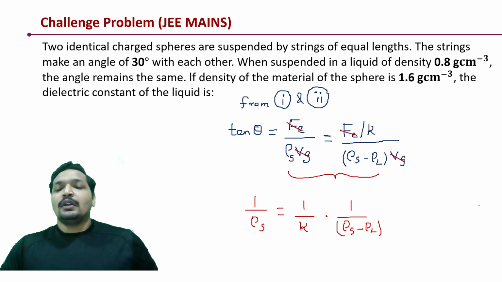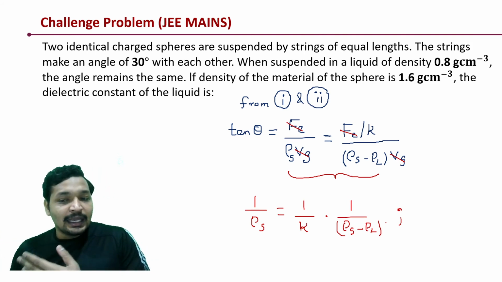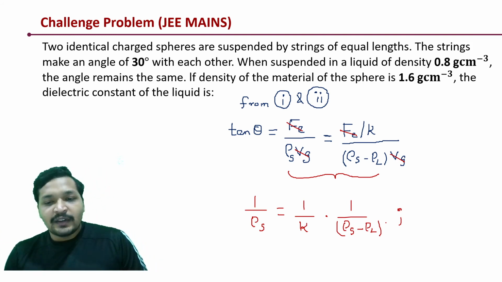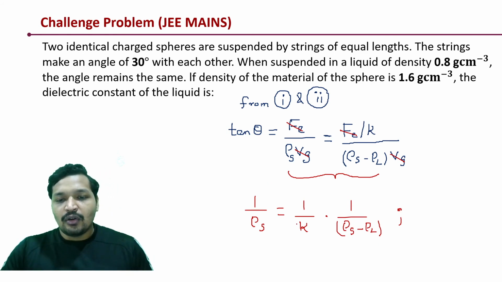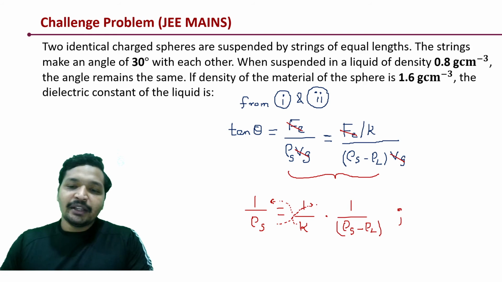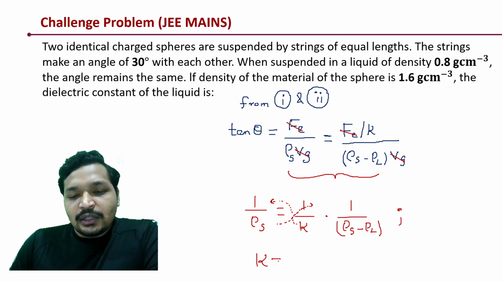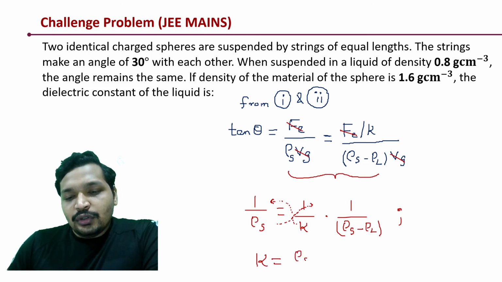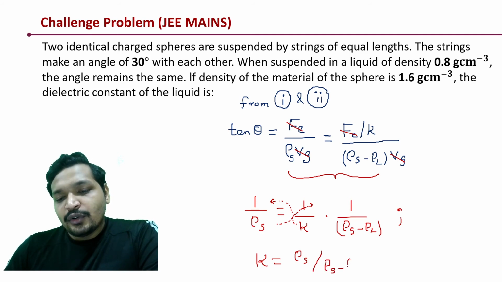Now, can we say that K is equal to rho S divided by rho S minus rho L? If I take this K on the other side and this rho S on the other side, can we say that K is equal to rho S divided by rho S minus rho L? Okay. So K is equal to rho S divided by (rho S minus rho L).